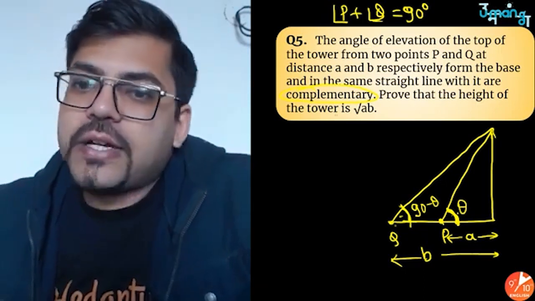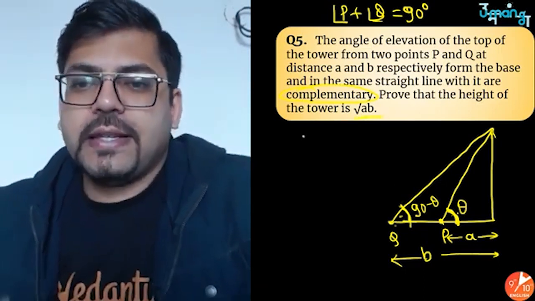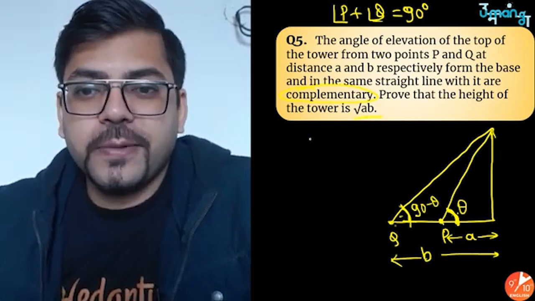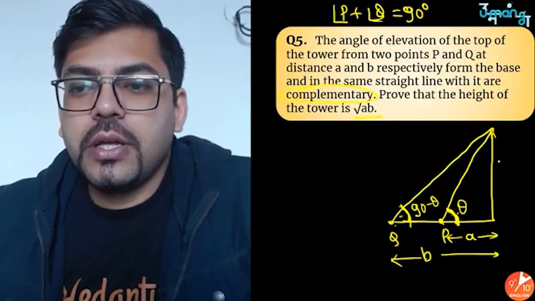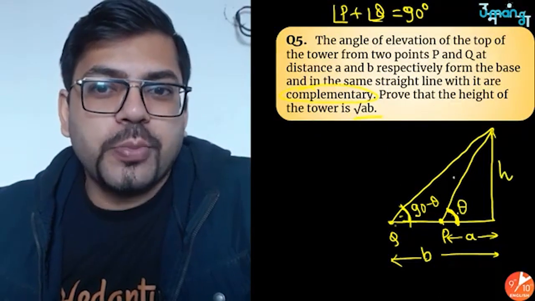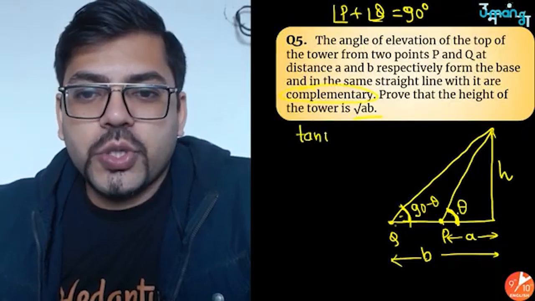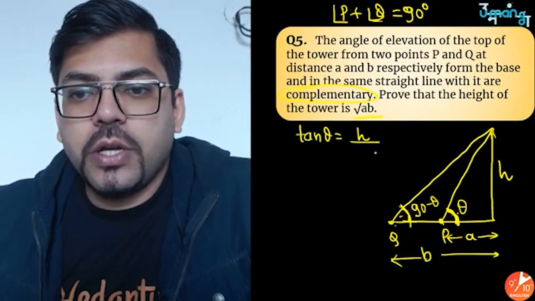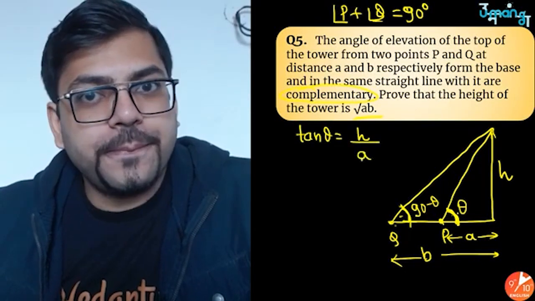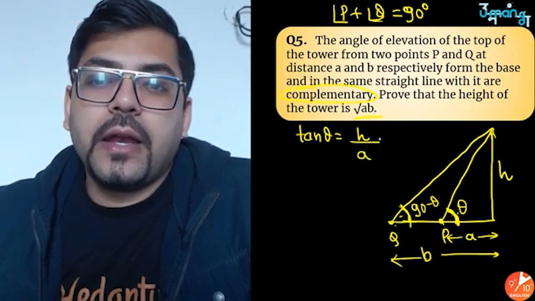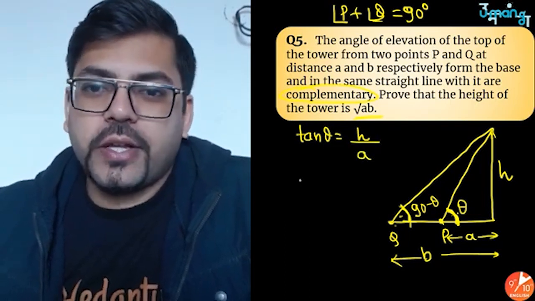Prove that the height of the tower is root ab. We have to prove this. Let's see how we are going to prove it. So first of all, I'm assuming the height of the tower is h. Let's apply tan. So tan theta is perpendicular upon base, h upon a. Agreed? Now this is tan theta. Let it be like this only.